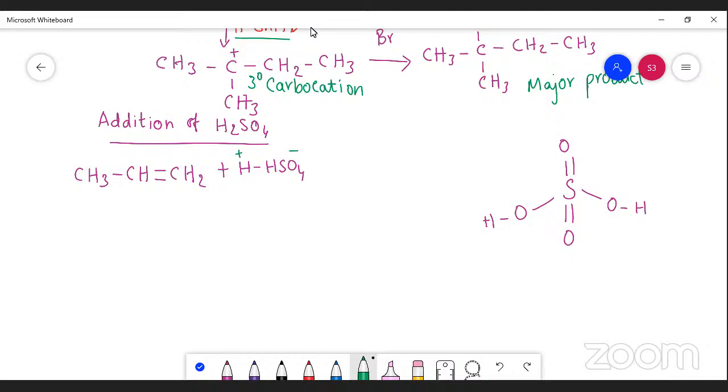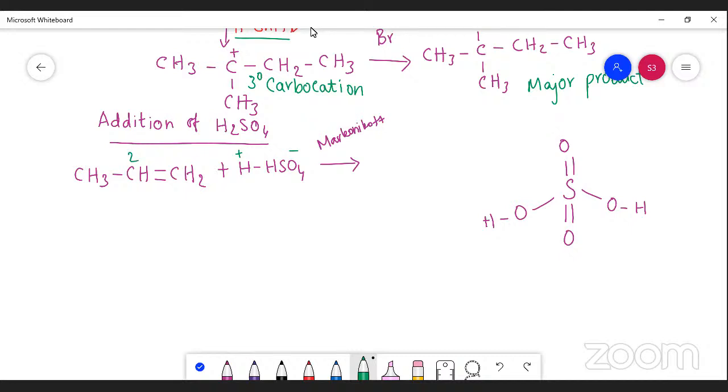So since it is an unsymmetrical alkene, and there is a cation and anion, we are using Markovnikov's rule. What is it? The negative part of the addendum is going to attack the carbon which contains the least number of hydrogens. Which one has the least number of hydrogens? That is the second carbon. So HSO4 minus is going to attack the second carbon.